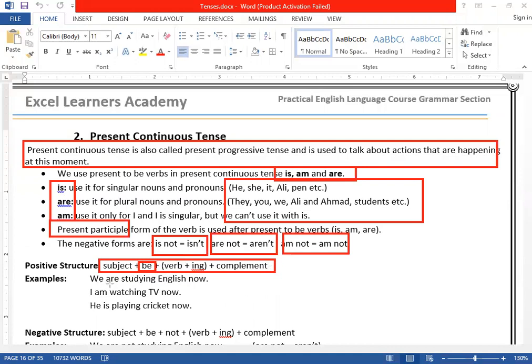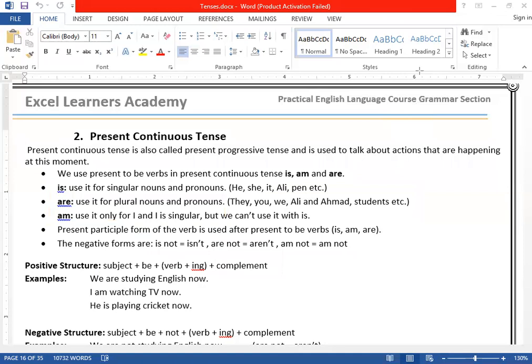For example, we are studying English now. I am watching TV now. He is playing cricket now. So can you see, in all of these, this is the subject. After subject, we have used a to-be verb, and after the to-be verb, we have used what? Verb plus ing, clear? Verb plus ing is used at the end of it. So we call it what? We call it present continuous tense. It was for the positive structure.